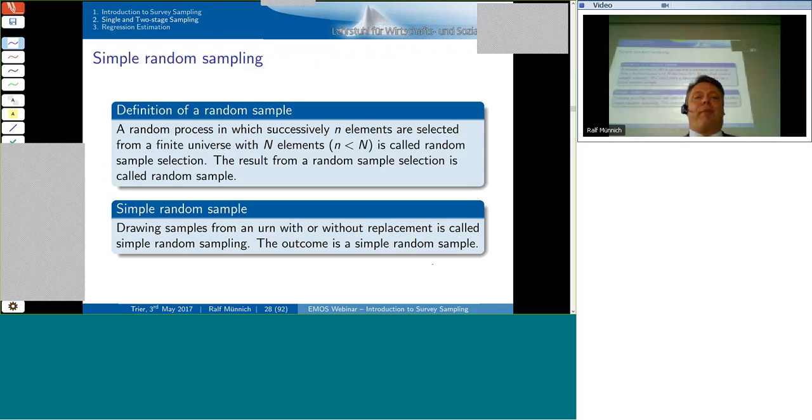So let's first come back now to the easy sampling schemes. Later on, we will come back to that and talk about sophisticated and generalized schemes, and certainly how we bring the classical scheme into this context. So, simple random sampling: a random process in which successively small n elements are selected from a finite universe with capital N elements is called random sample selection. The result from random sample selection is called a random sample. And now what is simple: drawing samples from an urn with or without replacement is called simple random sampling. So the classical urn scheme is what we first consider.